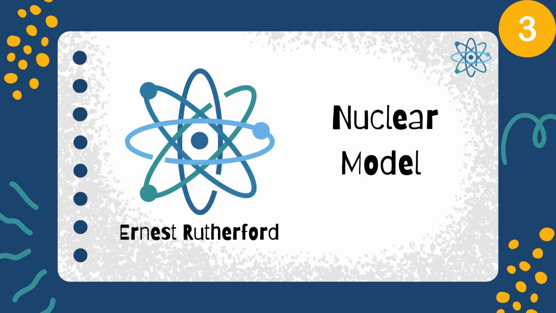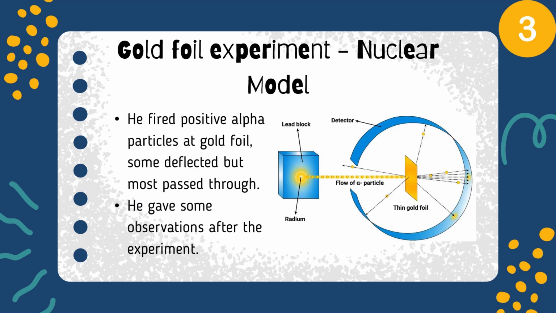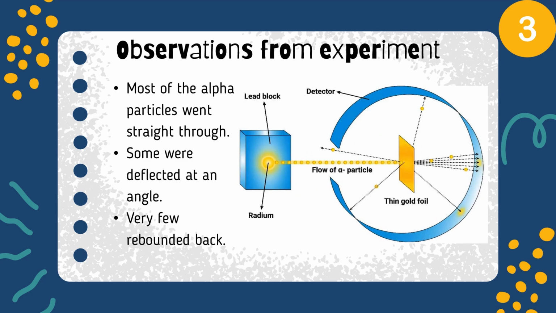Next comes the nuclear model by Ernest Rutherford. He did gold foil experiment. What he did was he fired positive alpha particles at gold foil. Some rays deflected, but most passed through. He gave some observations after the experiment. Observation from the experiment: most of the alpha particles went straight, some were deflected at an angle, very few rebounded back.